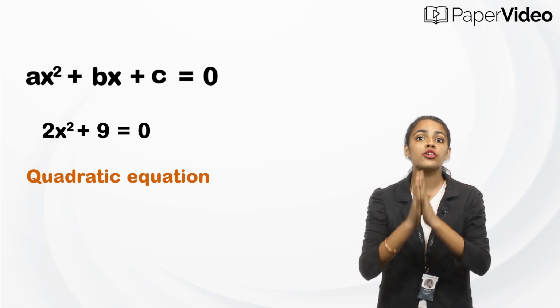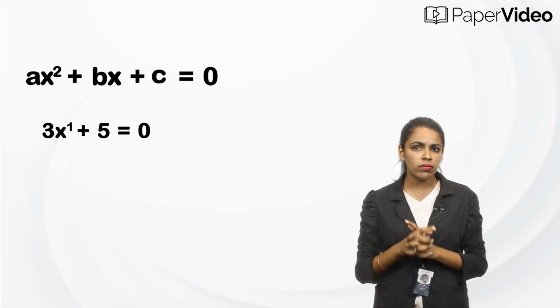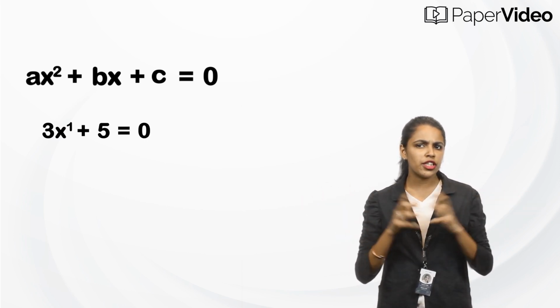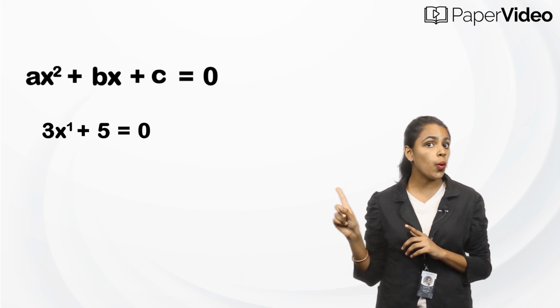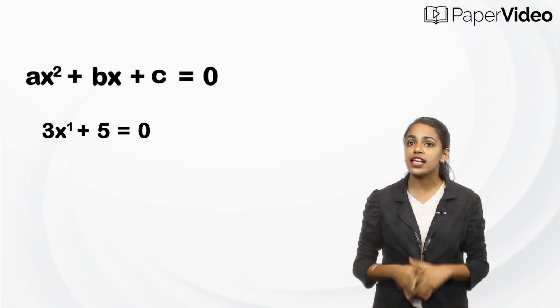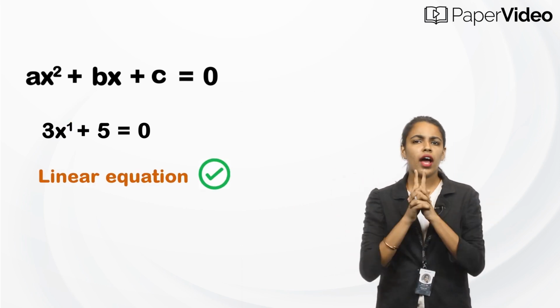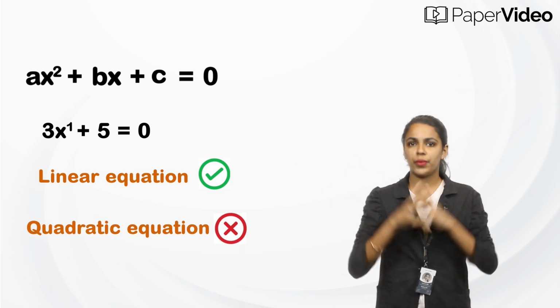variable x is 2. What about 3x + 5 = 0? Is it a quadratic equation? The answer is no, because the highest power of variable x is 1. So, it is a linear equation and not a quadratic equation.